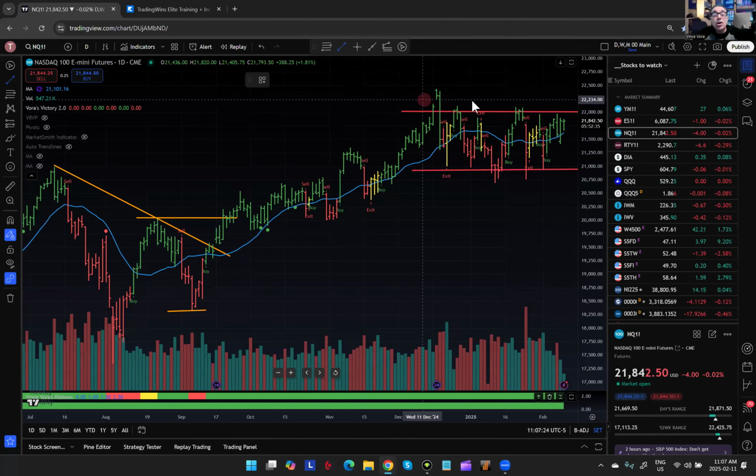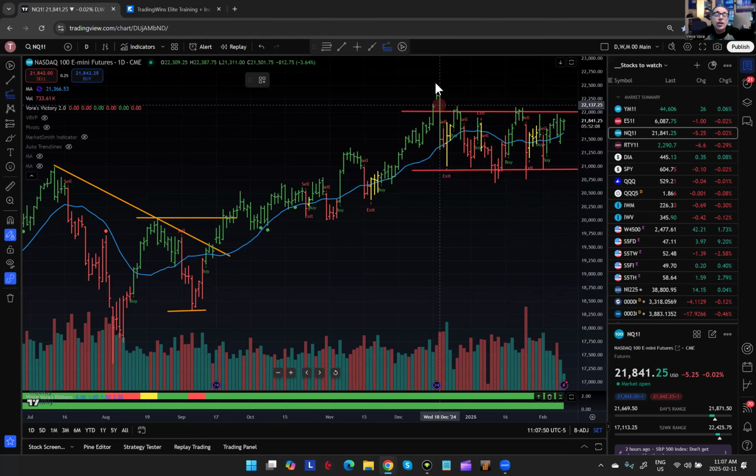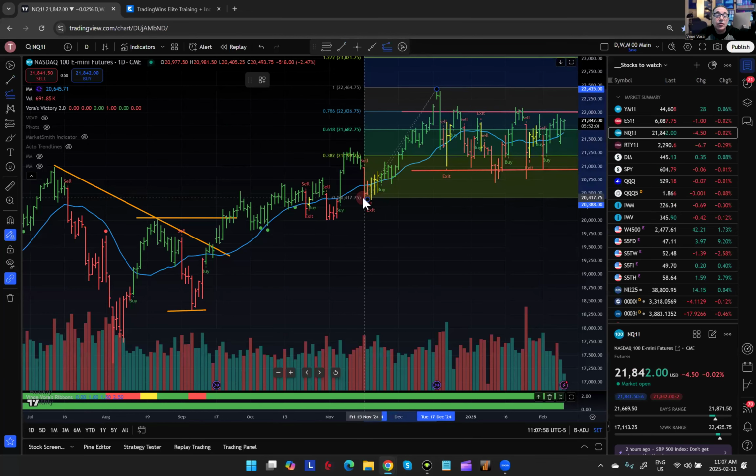And, to try to guess how far this can go, even when there's an open road ahead, we measure the channel. So from where the channel started to where the breakout point is, that's a similar amount of a move that we should see in that direction. You can also use your fib extension tool here, where you can look back and identify the most recent high and the most recent low, and draw your fib extension tool there.